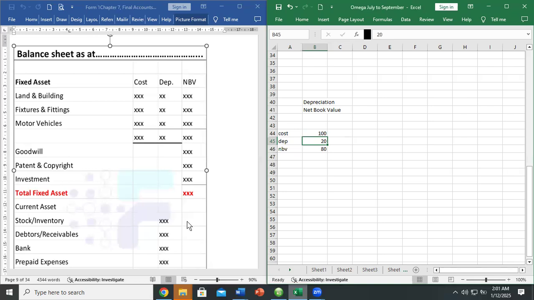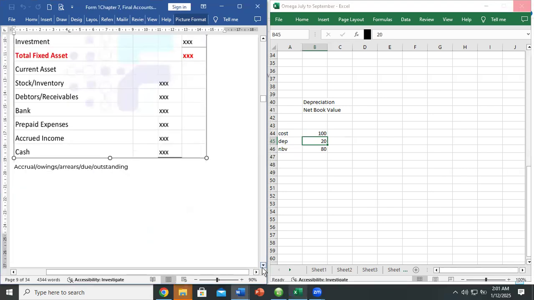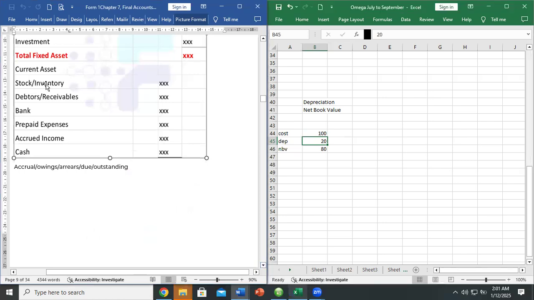The second thing you bring in is your current asset. Of course, after bringing your fixed asset, you move on to your current asset. If there are questions, you draw my attention. Now, professors, your current assets are the following: your stock, your closing stock, which is sometimes referred to as inventory. So stock is the same as inventory. The second one is your debtors or receivables, the customers who are owing the business. The next is bank. How much do you have in your bank account? It's a current asset.